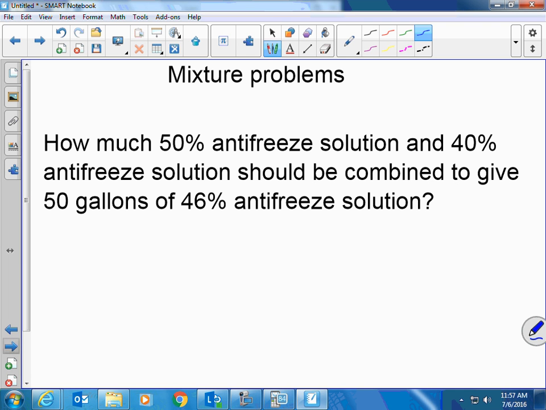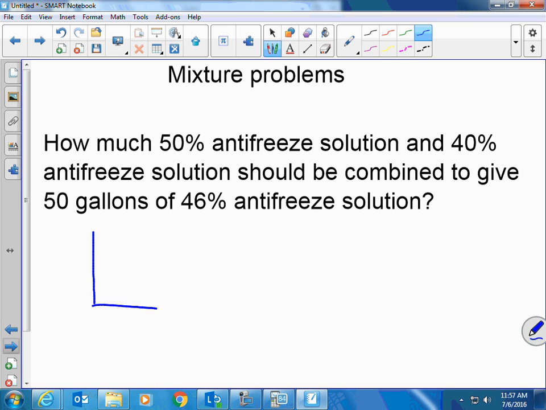So mixture problems. How much 50% antifreeze solution and 40% antifreeze solution should be combined to give 50 gallons of 46% antifreeze solution? First question, what does that mean? What does it mean to have 50% antifreeze solution? It kind of is what it sounds like. 50% of the solution is antifreeze.